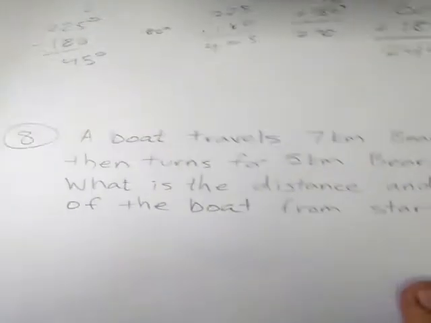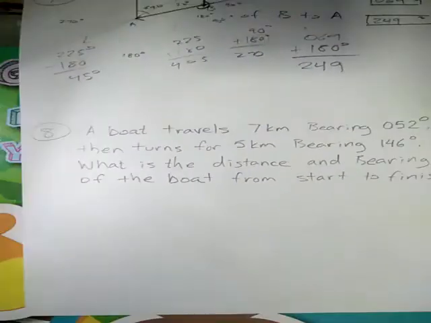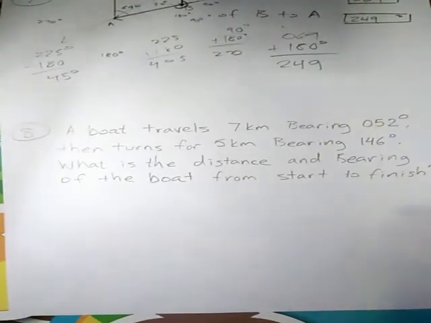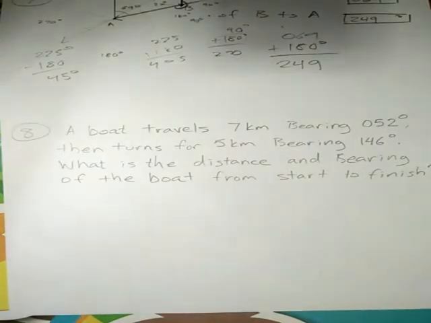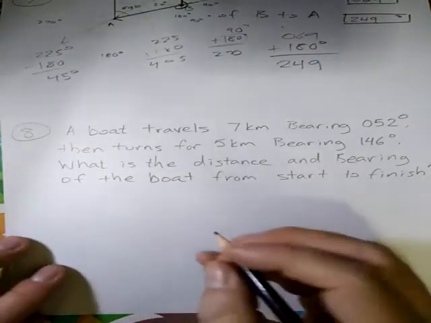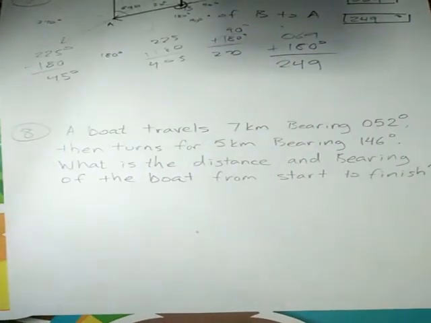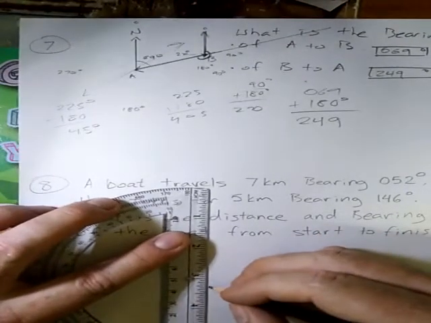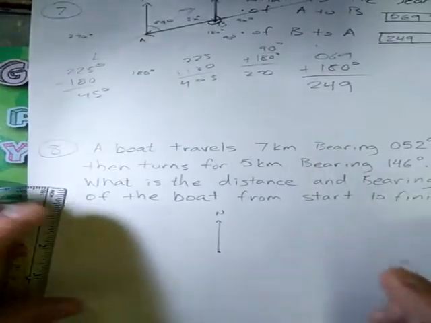And the final question, it says, a boat travels, zoom out a little bit, a boat travels 7 kilometers bearing 052, then turns for 5 kilometers bearing 146. What is the distance and bearing of the boat from start to finish? So I'm going to have to draw this scenario. So I'm going to start with a boat. That is my starting point. And I'm going to just label a north arrow to help me with these directions.